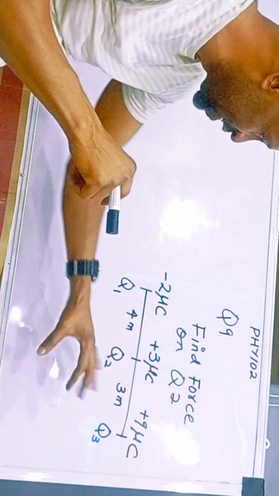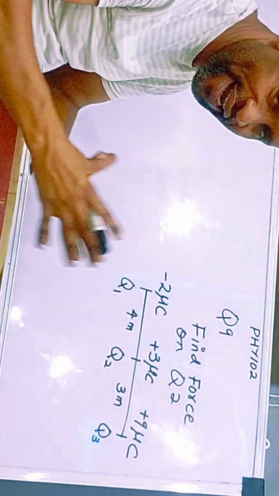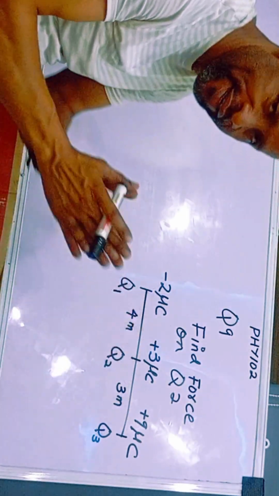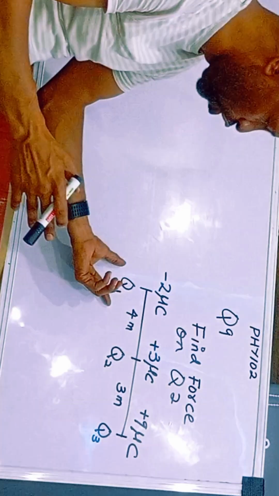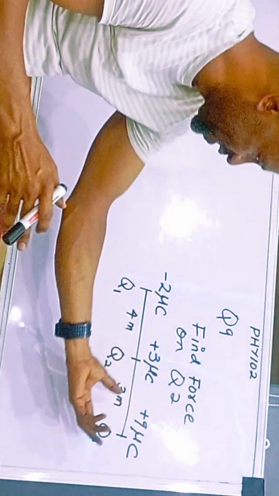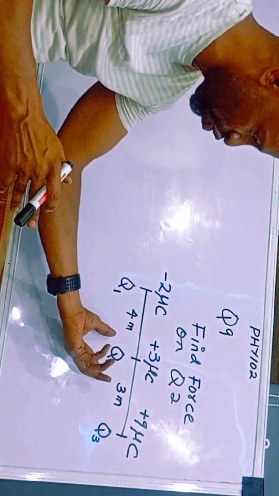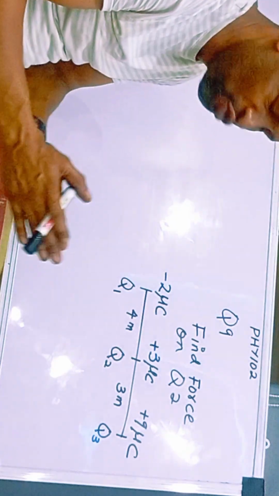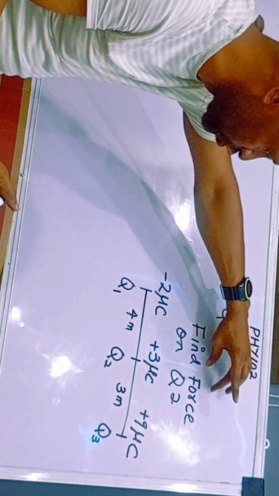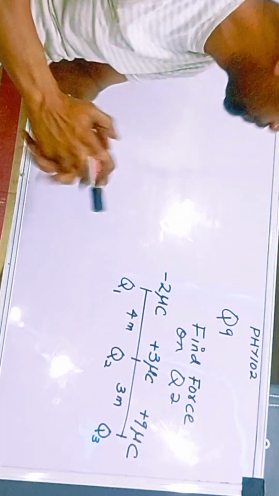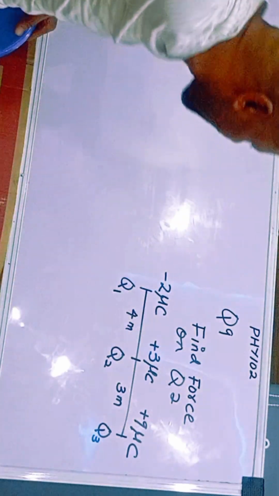on Q2, because this is a system of charges. There are 3 charges as a matter of fact: Q1, Q2, Q3. Is that okay? There is a force that Q1 will exert on Q2. There is a force that Q3 will exert on Q2. The resultant of the 2 forces will produce the resultant force on Q2 as demanded by the question. Okay? So let us start.